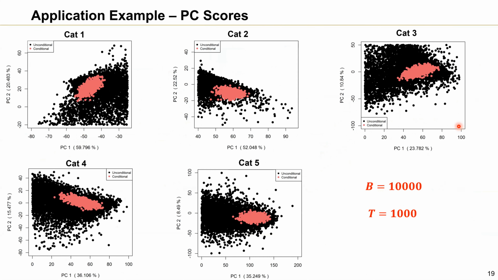So for this case study, we first apply the traditional random forest, using 10,000 decision trees. So in black here, this is the unconditional PC score. So we have 10,000 unconditional PC scores. And then in terms of the conditional PC score, we generate 1,000, which is what you observe here in red. So you can see that the cloud of conditional PC score is less scattered than the one of the unconditional PC score, which makes sense because of the exact conditioning. So we try to reduce the space.